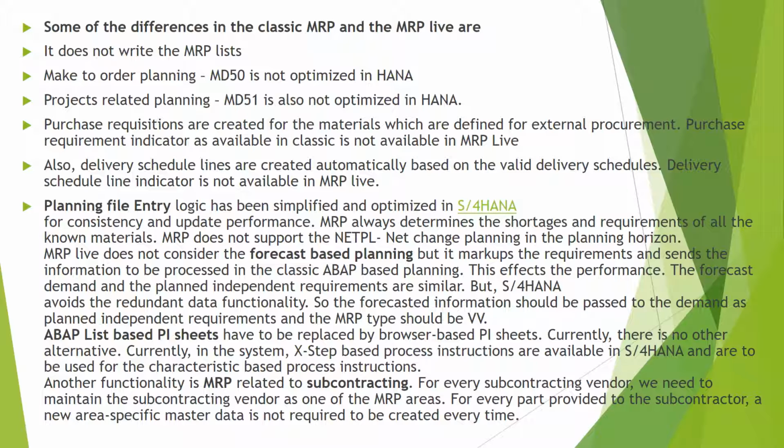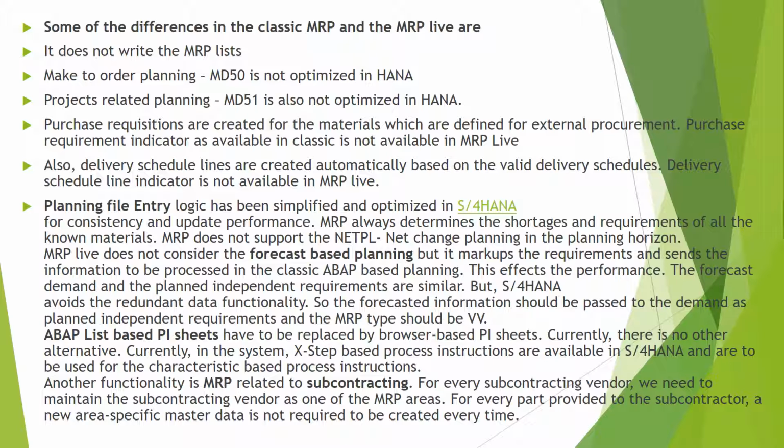Okay, but one thing, SAP S/4HANA avoids redundant data functionality. So the forecasted information should be passed to the demand as a planned independent requirement, and the MRP type should be VV. ABAP list based PI sheets have to be replaced by the browser based PI sheets. Currently, there is no other alternative. Currently in the system, XStub based process instructions are available in SAP S/4HANA and are to be used for the characteristic based process instructions.